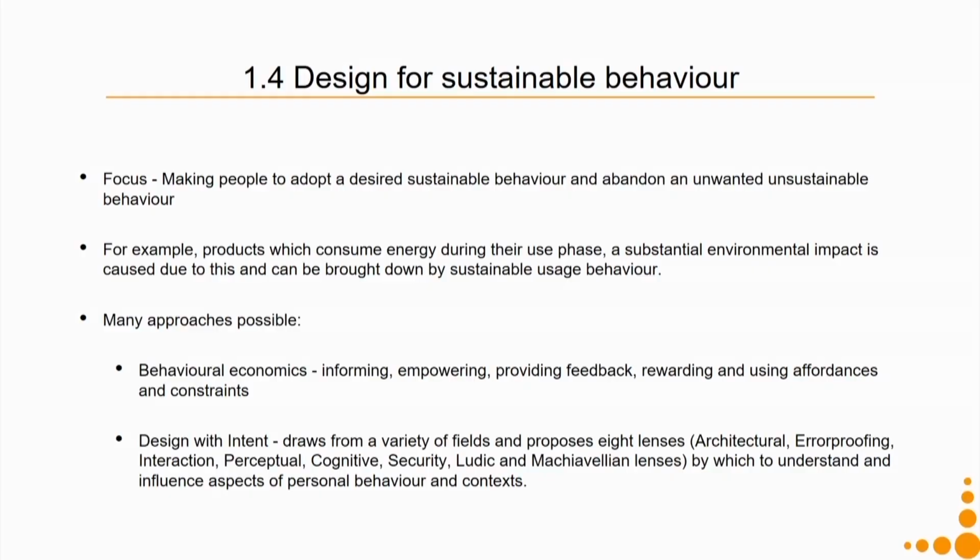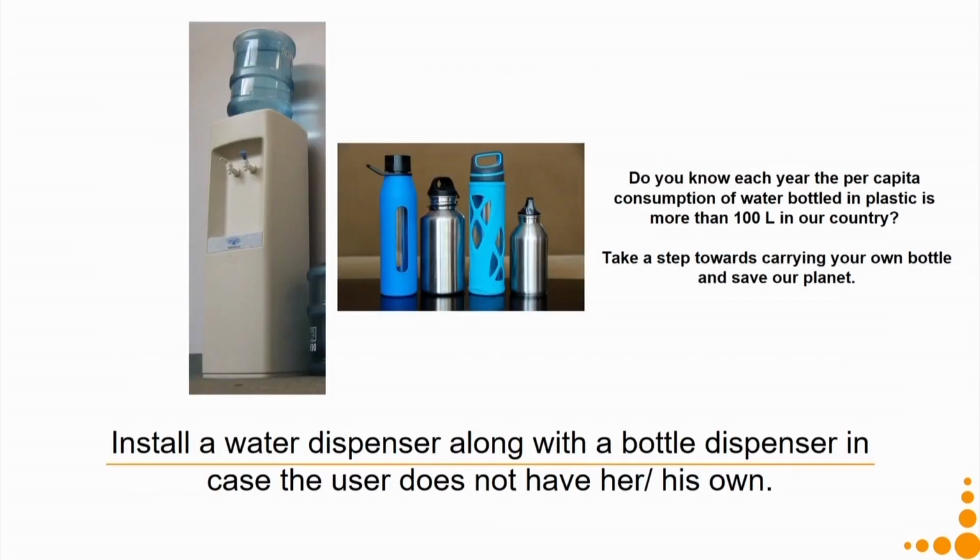Next one, design for sustainable behavior change. So, in this case you try to make people adopt a desired sustainable behavior and abandon an unwanted unsustainable behavior. So, say for example, what we can do is we can install a water dispenser. Again, because I am using a mineral water bottle or some kind of purified water, I am ensuring it is safe drinking water. So, you install a water dispenser.